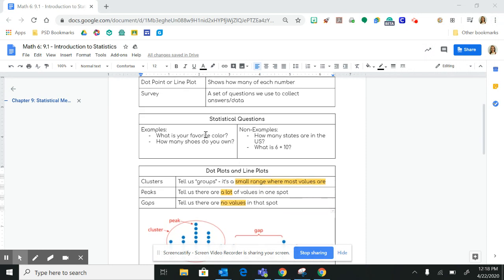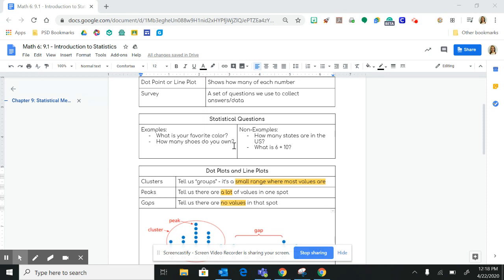Now, here we go. Statistical questions. An example might be, what is your favorite color? This could have a variety of answers. You could say blue, you could say red, purple, and you would be able to collect data on that. Then another question might be, how many pairs of shoes do you own? Another question could be, how many meals a day do you eat, or how many miles do you travel in a day?